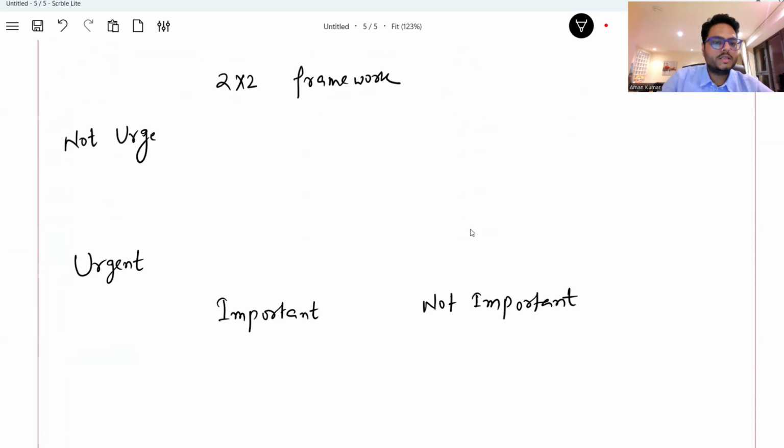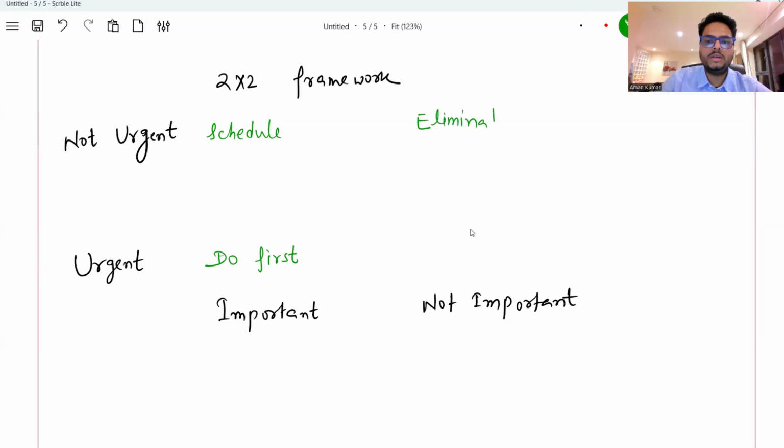Out of all the tasks that you have at hand, you put each in one of these 4 boxes. Okay, you put each in one of these 4 boxes. Here I will come and simply say do first: something which is important and urgent both. Do first. Something which is important and not urgent, you will schedule it for later because it's important. Something which is not important and not urgent, you are going to eliminate that, you are not going to do that.